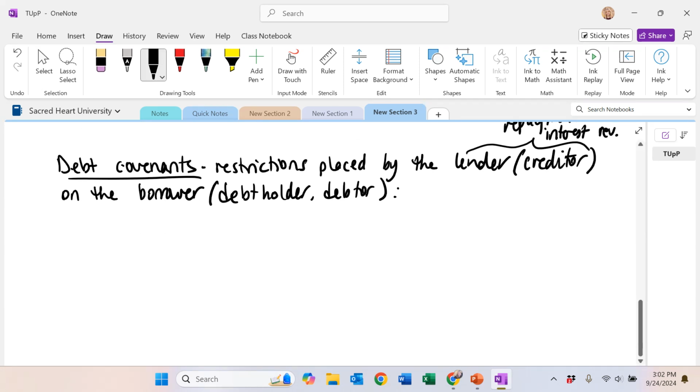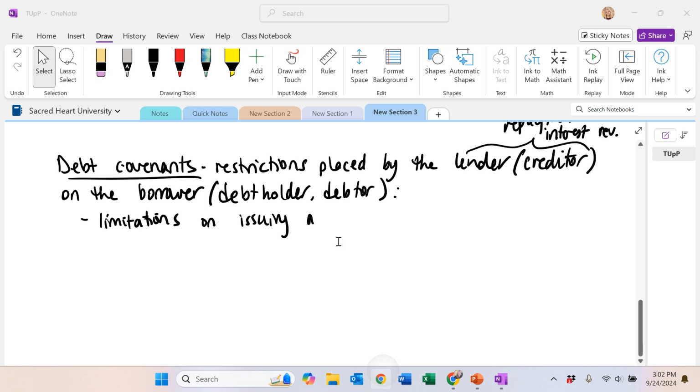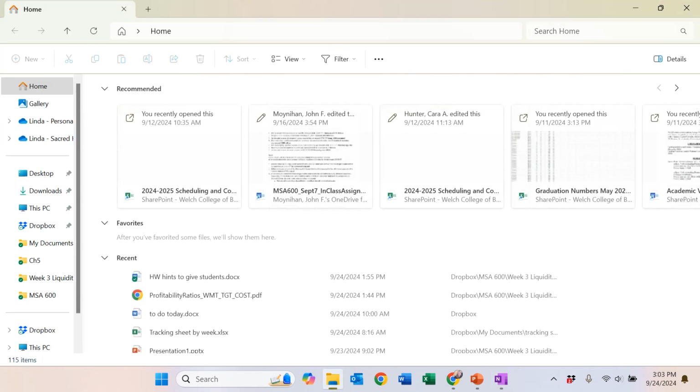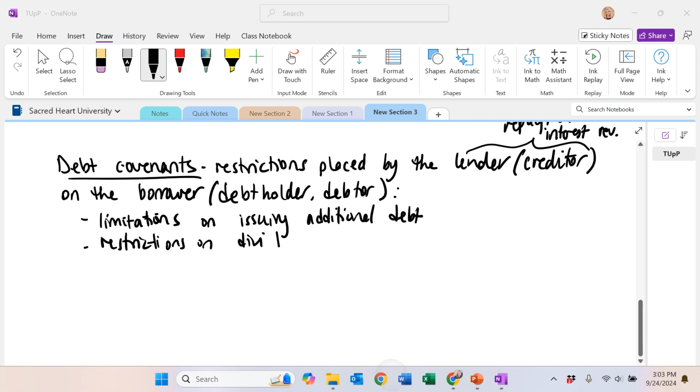And some examples of these restrictions: it could be limitations. So I'm lending you $10 million, but I'm limiting you on how much future cash you can borrow. It could be restrictions on dividend payments, on how the borrowed money can be used.